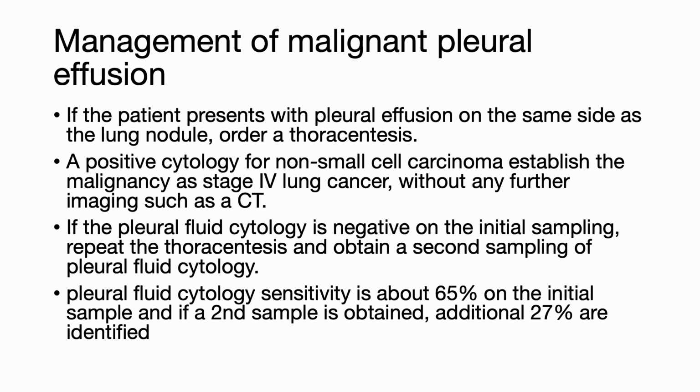Another high yield key point that you need to know is the management of malignant pleural effusion. If a patient presents with pleural effusion on the same side as a lung nodule, order a thoracentesis. A positive cytology for non-small cell carcinoma establishes the malignancy as stage 4 lung cancer. If the pleural fluid cytology is negative on the initial sampling, repeat the thoracentesis and obtain a second sampling of the pleural fluid cytology. Remember, pleural fluid cytology sensitivity is about 65% on the initial sample, and if a second sample is obtained, an additional 27% are identified.